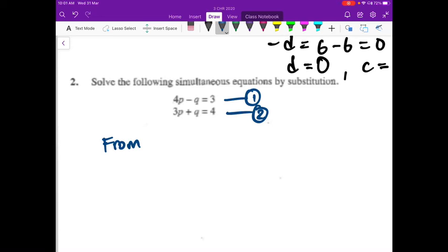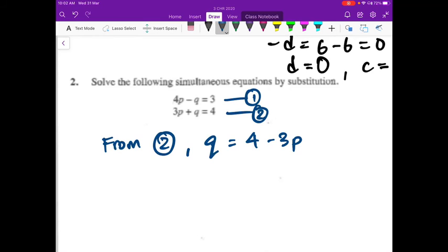Equation 2, okay. What do you want to make as the subject? P or Q? Q or P? Louder, louder, I cannot hear you. Q, okay, make Q the subject. Q equals to 4 minus 3P.